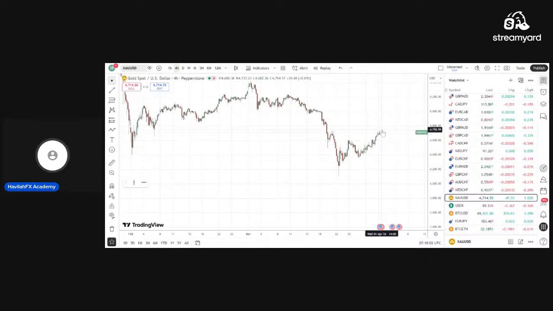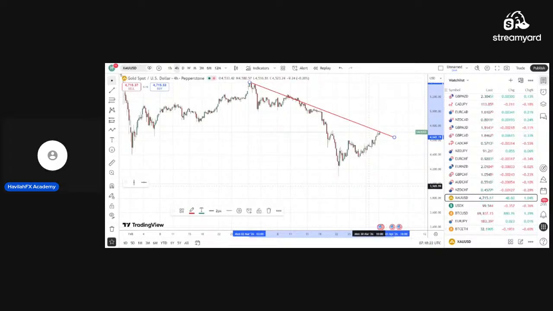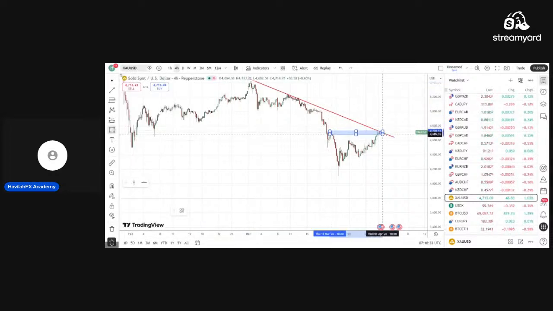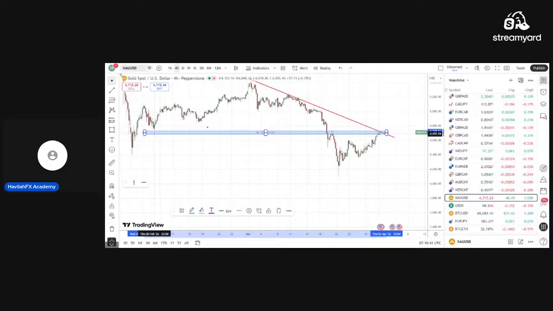All right, so this is gold. Now, gold is a lot driven by fundamentals at this time, but then we can still spot some technical setup. Now, on the 4 hour time frame, I'm seeing a downtrend, and a resistance. In fact, I would say a support turned resistance.